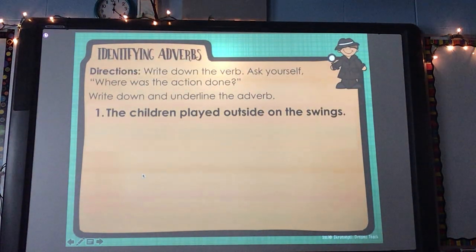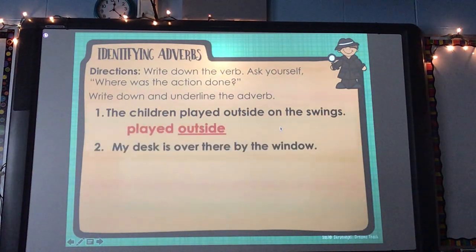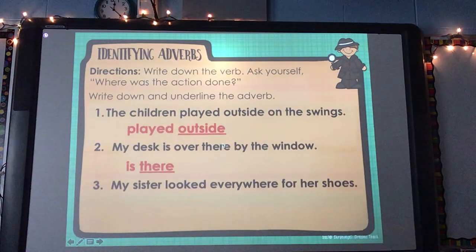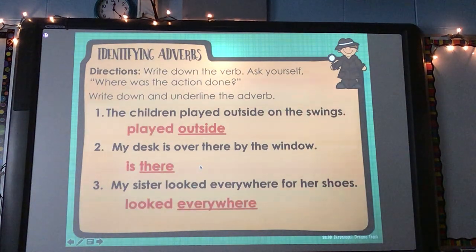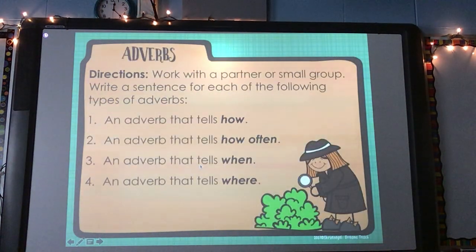Number 1 in your language notebook. The children played outside on the swings. Played where? Outside. Number 2, my desk is over there by the window, which is true. Over there. Is where? Is there. Number 3, my sister looked everywhere for her shoes. Everywhere. Good. Looked where? Looked everywhere.